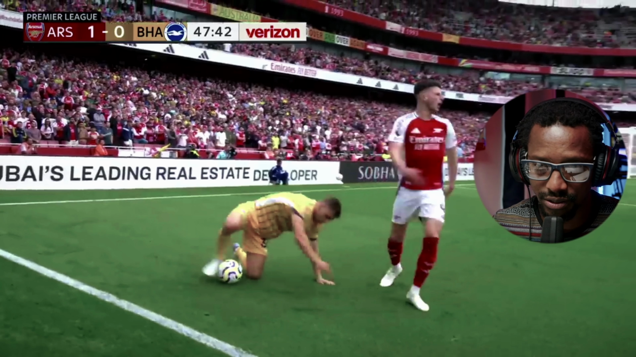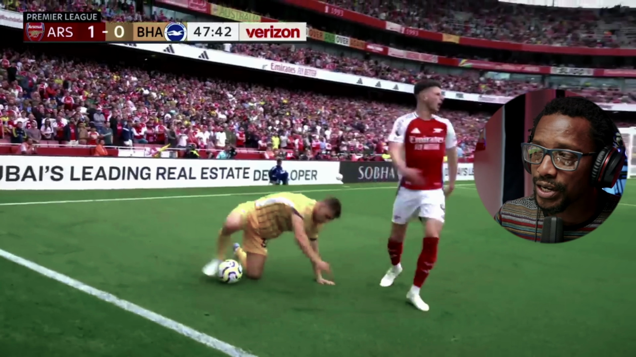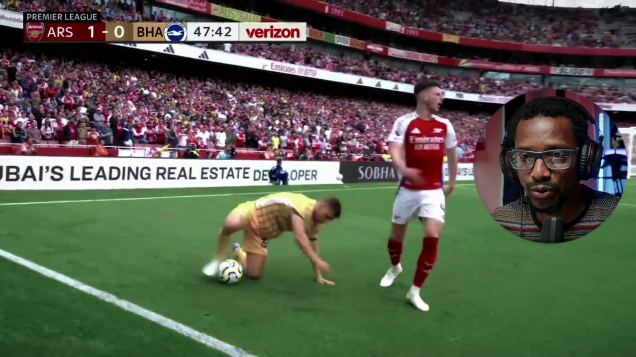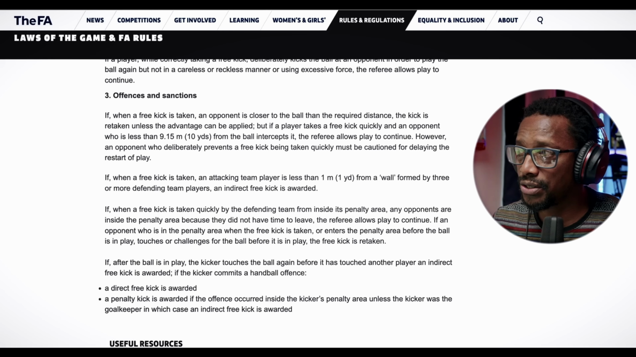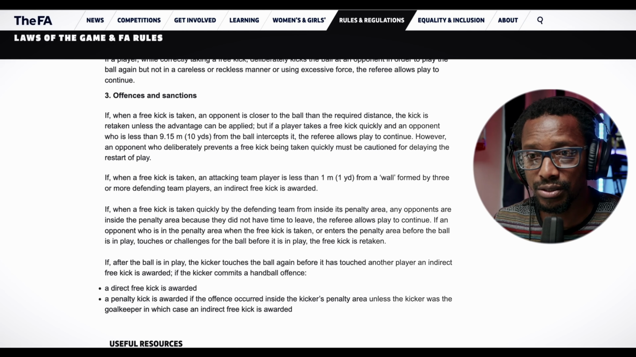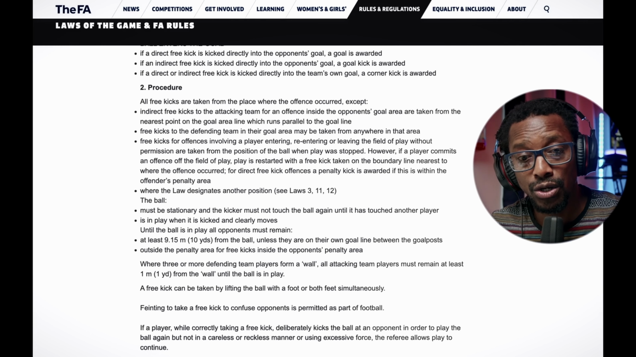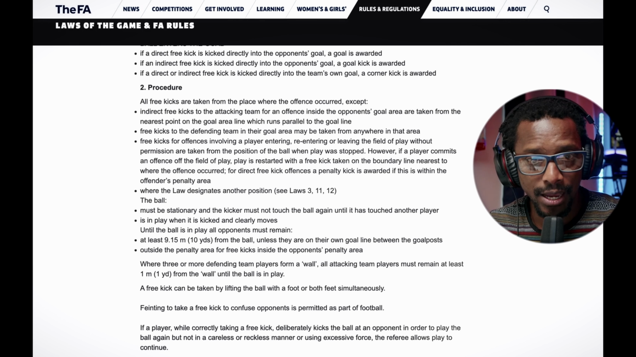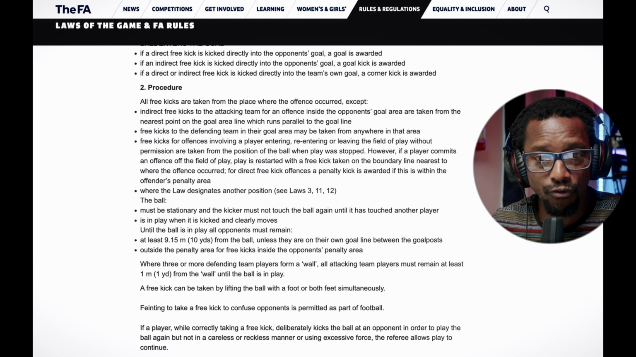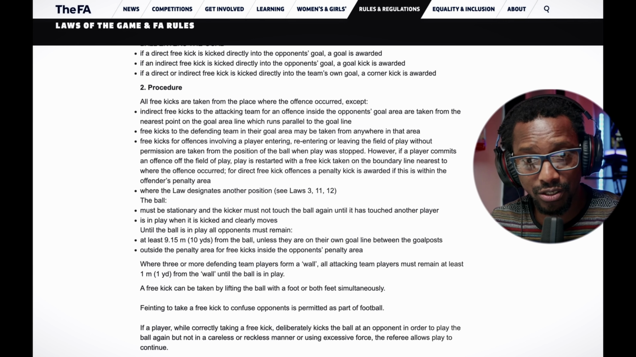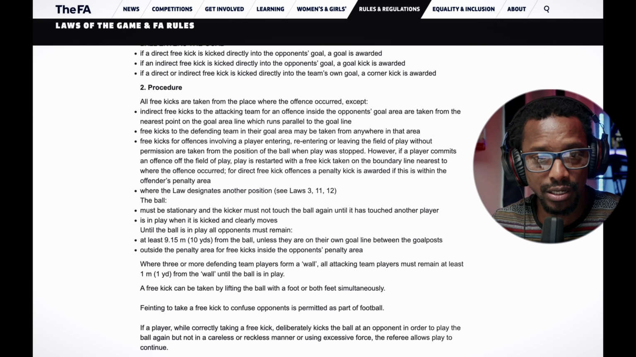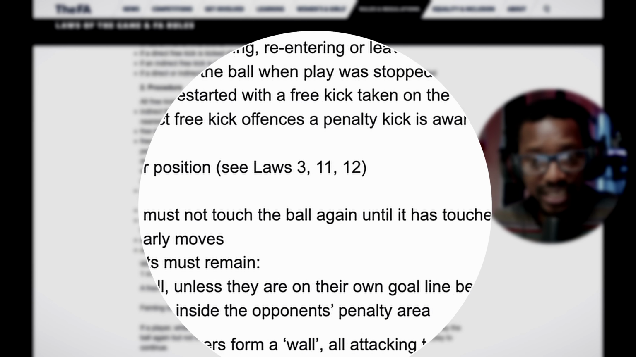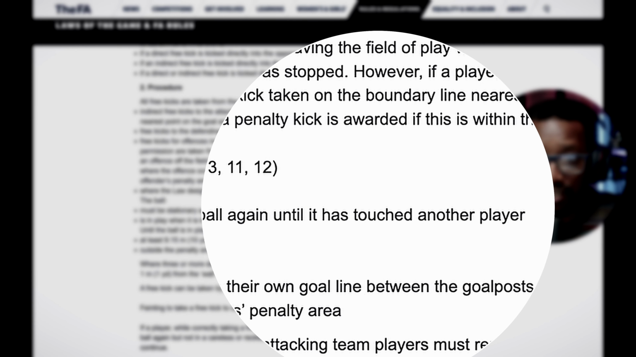And I'll tell you why. Just follow me here. If we assume that the ball was rolling, that means Declan Rice did not obstruct the restart, because the ball was rolling according to the procedures when it comes to the rules. Since they're trying to be sticklers for rules, let's be sticklers for the rule. According to the procedures, all free kicks are taken from the place where the offense occurred, except indirect free kicks, blah, blah, blah. Now it talks about the ball. If you go down, the ball must be stationary and the kicker must not touch the ball again until it has touched another player.